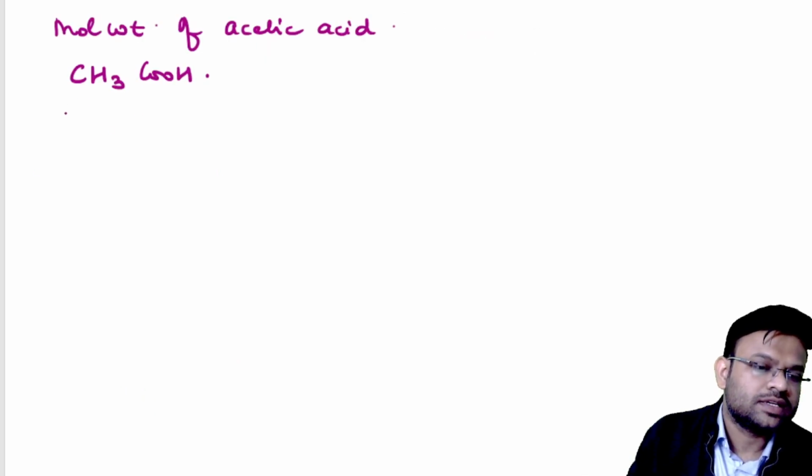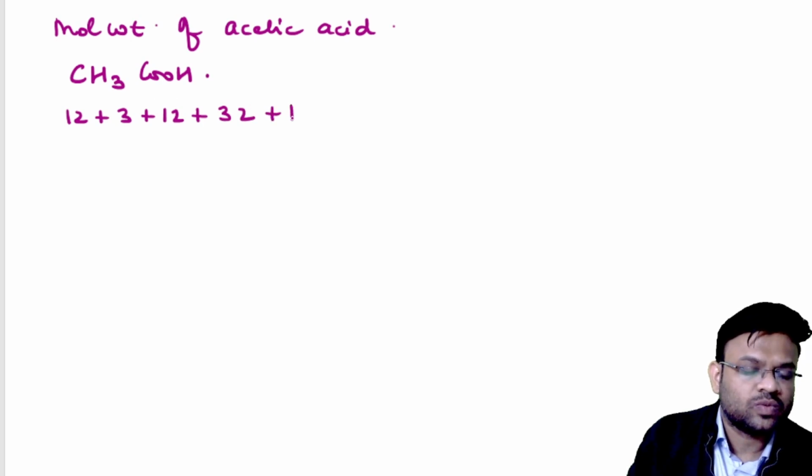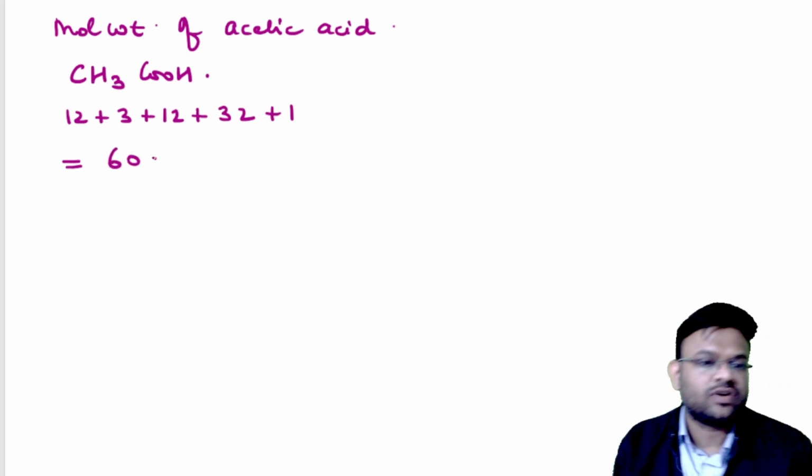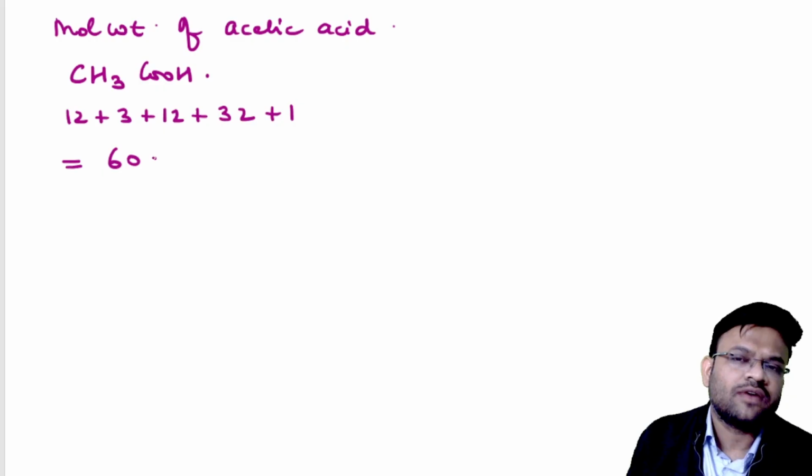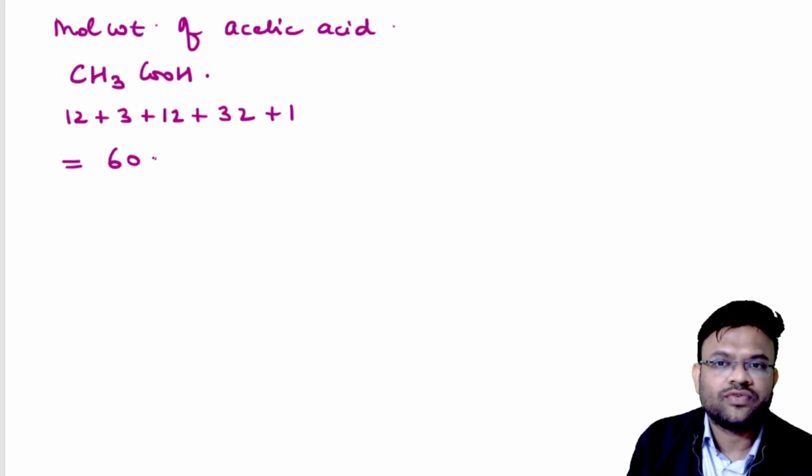Now let us calculate this. So 12 plus 3 plus 12 plus 32, because there are two oxygens, plus 1. So 12 plus 12, 24, 25, 26, 27, 28, 28 plus 32 would be 60. So this would be the molecular weight for acetic acid. Now we have achieved the molecular weight, but we also have to find out the degree of reduction.